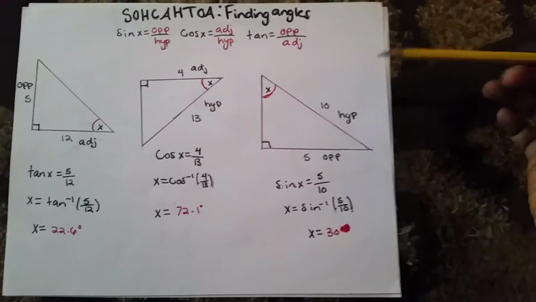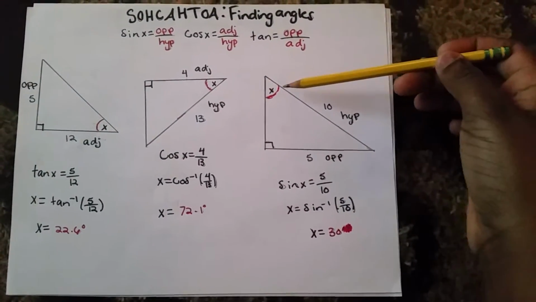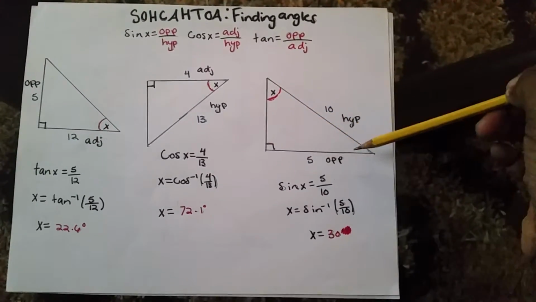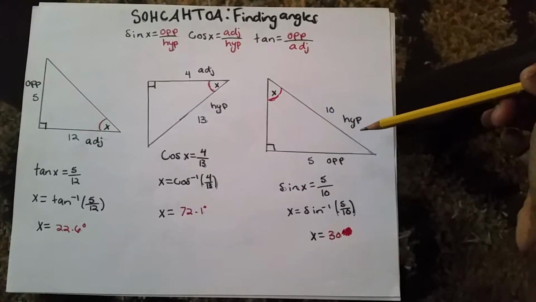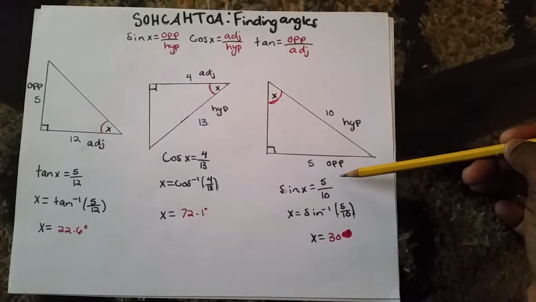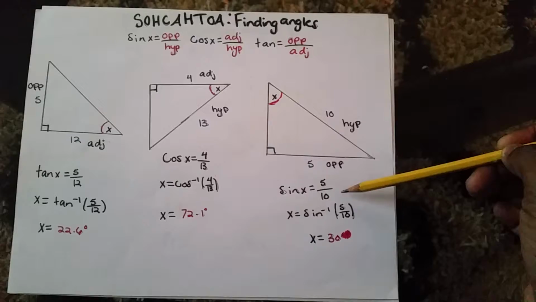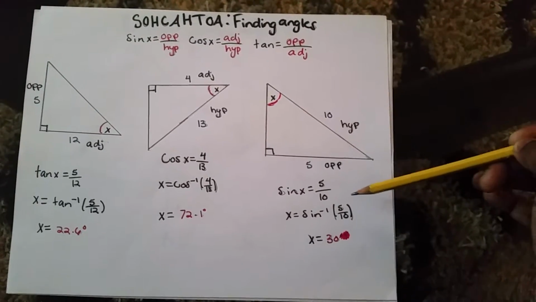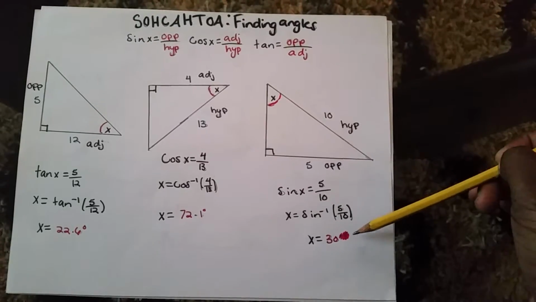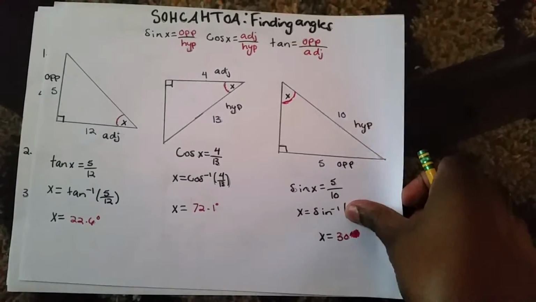And now, lastly, you're given the opposite and the hypotenuse, which is sine. So you do the sine of x equals 5 divided by 10, and then x equals inverse sine 5 over 10, and you should get x equals 30.